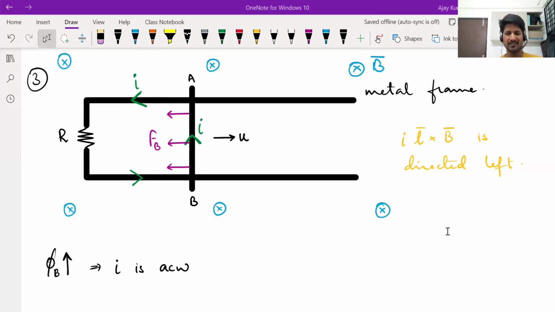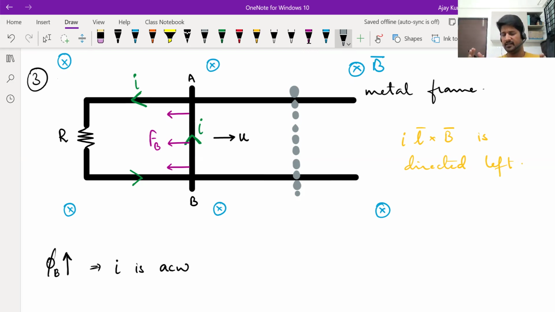Okay. See, the moment it stops moving forward, let's say somewhere ahead, the speed of that rod becomes 0. Then when speed is 0, the area will not expand anymore. Rate of change of area will become 0. If rate of change of area is 0, rate of change of flux is 0, induced EMF will become 0. Current will stop.